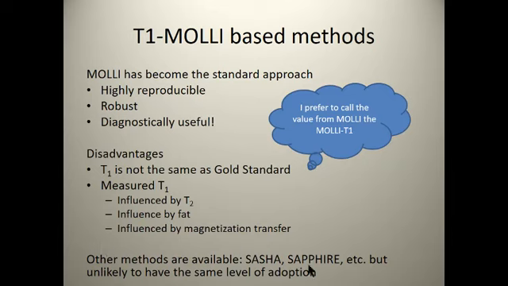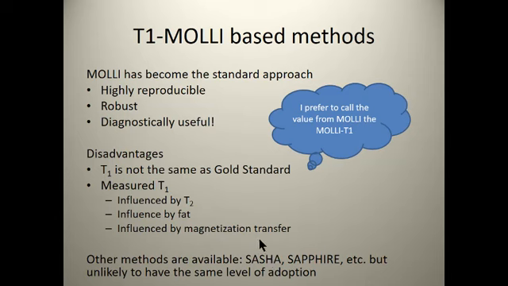Other methods are available, and sorry, I haven't really got time to talk about them, but the SASHA method, SAPPHIRE, are all very good methods, and they have strengths and weaknesses, but none of them are sufficiently much better than the MOLLY method, and the MOLLY method's got quite a lot of inertia now, so it's well adopted.